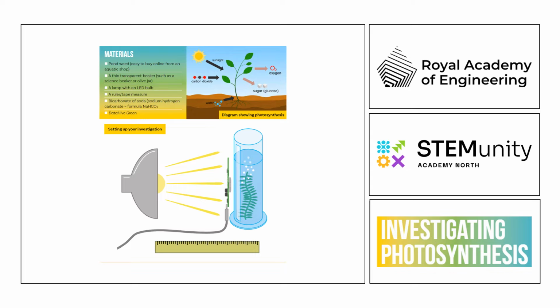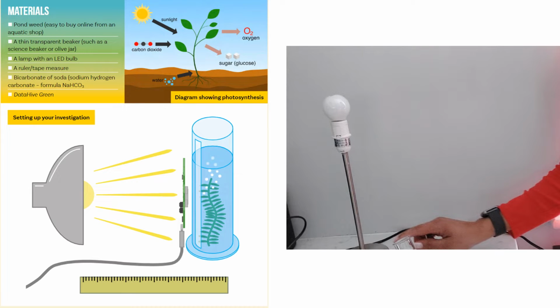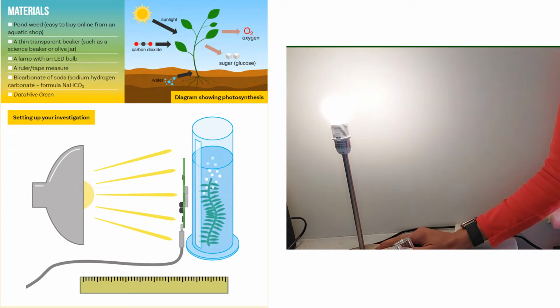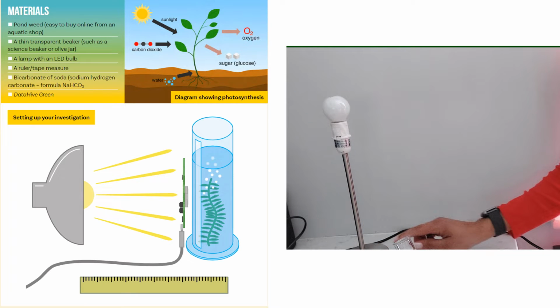Investigating photosynthesis with the Data Hive. In this experiment, we are investigating how light intensity affects the rate of photosynthesis. Here, I'm using a lamp with a dimmer, but you can use the more traditional method of moving further away from the light source to reduce the light intensity.